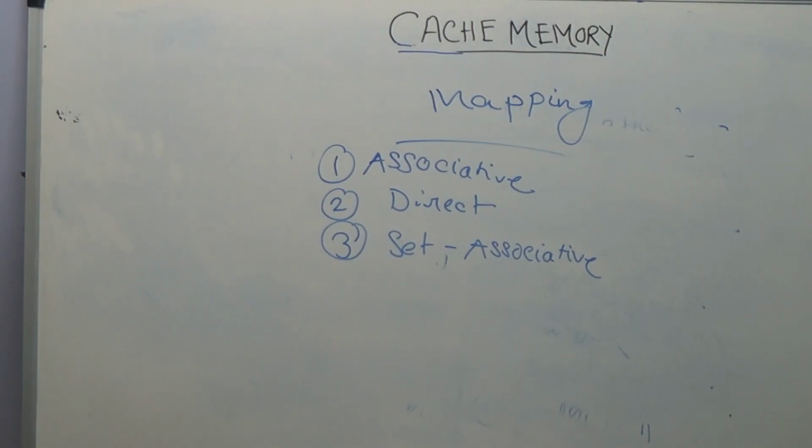If the tag bit of the CPU matches with the tag of the cache, then there is a hit and the data is read from the cache memory. If there is a miss, the data is transferred from the main memory to the cache memory with the new tag value. So this is the direct mapping technique.